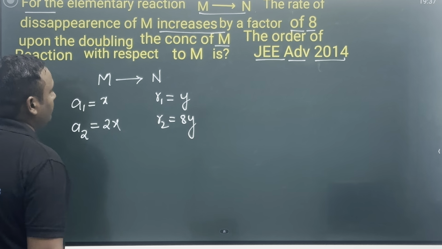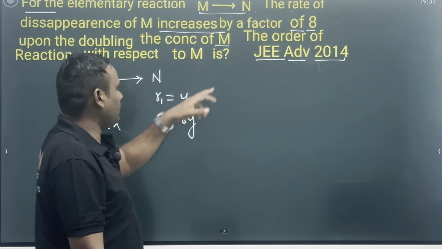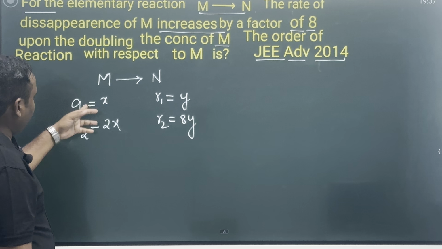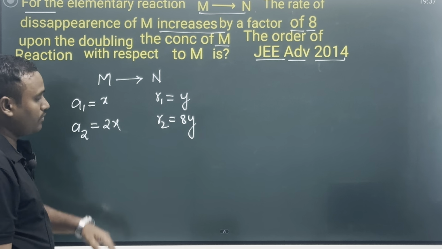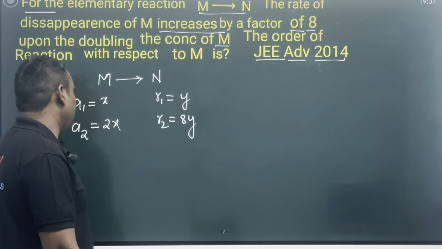Why am I taking 8Y? They are telling us that it increases by a factor of 8. Factor of 8 means we need to multiply with 8. So now we have A1, A2, and we have R1 and R2. So we can find the order of reaction very easily.